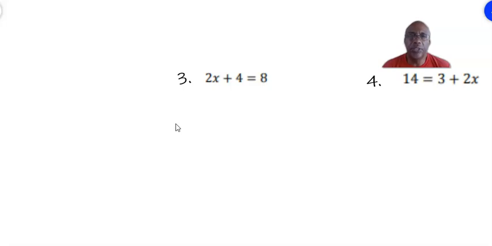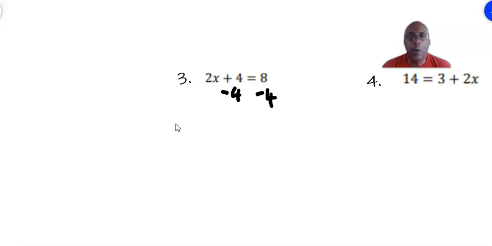Number 3 reads 2x plus 4 equals 8. So on the left side, we have 2x plus 4, and we only want x on the left side. So the first thing we do, we get rid of that plus 4 on the left side by taking away 4. So we take away 4 on the left side, and we also take away 4 on the right side.